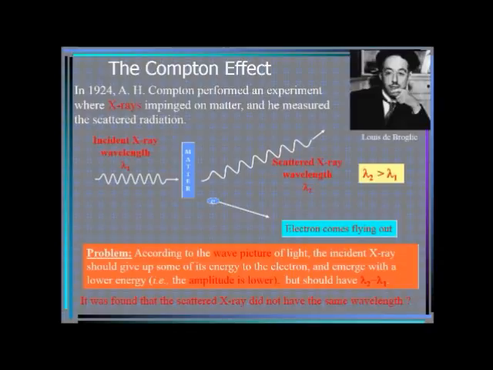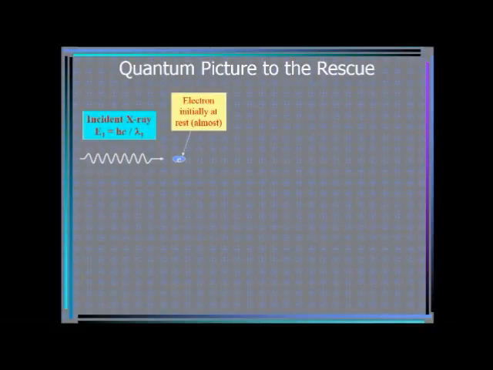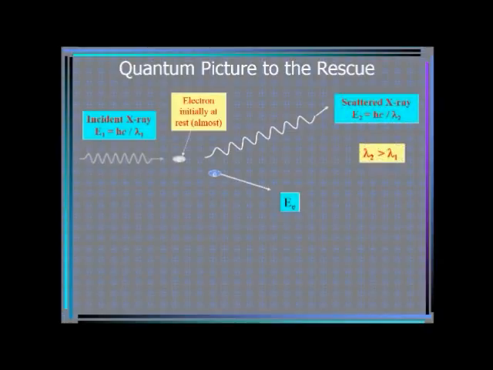It was found that the scattered X-ray did not have the same wavelength as the incident one. In this case also, the quantum picture came to the rescue. With the help of quantum mechanics, this problem was solved. The incident X-ray had energy E1 equals hc by lambda 1, and the electron was initially almost at rest. When the incident X-ray hit the matter, two things happened: a scattered X-ray with energy equal to hc by lambda 2, where lambda 2 was greater than lambda 1, and also emission of electrons.